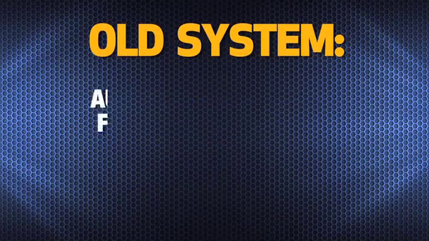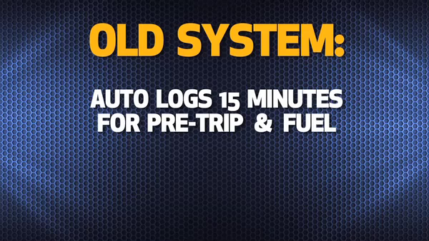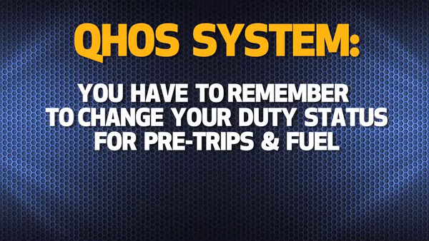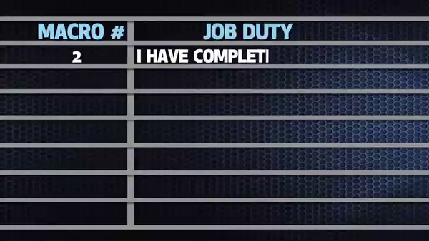One of the major differences between Werner's logging system and the QHOS logging system is how to handle pre-trip inspections and fuel stops. Under the current system, a pre-trip inspection is automatically logged for 15 minutes at the start of your day. Also, each time you swipe your fuel card, the system automatically logs 15 minutes for fuel. Under the QHOS system, you have to remember to change your duty status to line 4 when you start your pre-trip inspection or fuel. You'll be in log violation and subject to disciplinary action if there's no time logged at the start of your day for your pre-trip inspection and each time you swipe your fuel card. As always, log it as you do it.